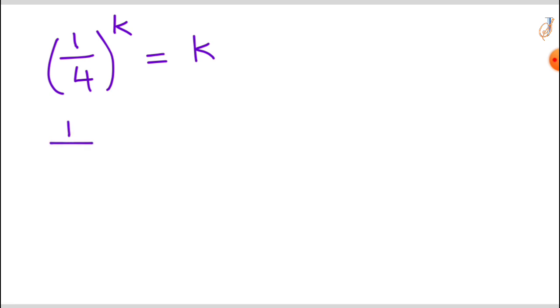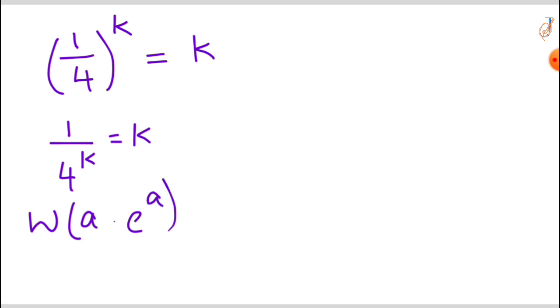Now I am going to show you the second method, which is the Lambert W function. The given expression is (1/4)^k = k, so we can write this as 1/4^k = k. Let's recall the Lambert W function. The function is defined as W(a·e^a) = a. If we have a function like this, simply we can write it as a. That means we need to convert it in terms of a times e^a.